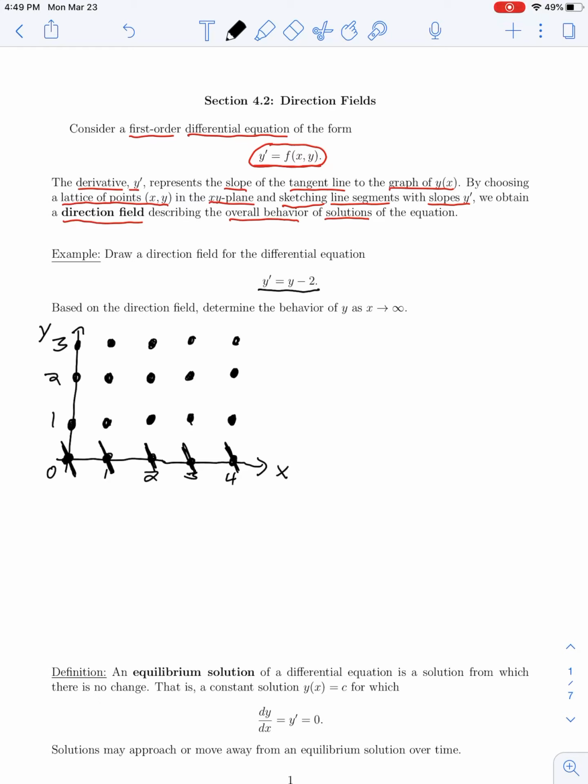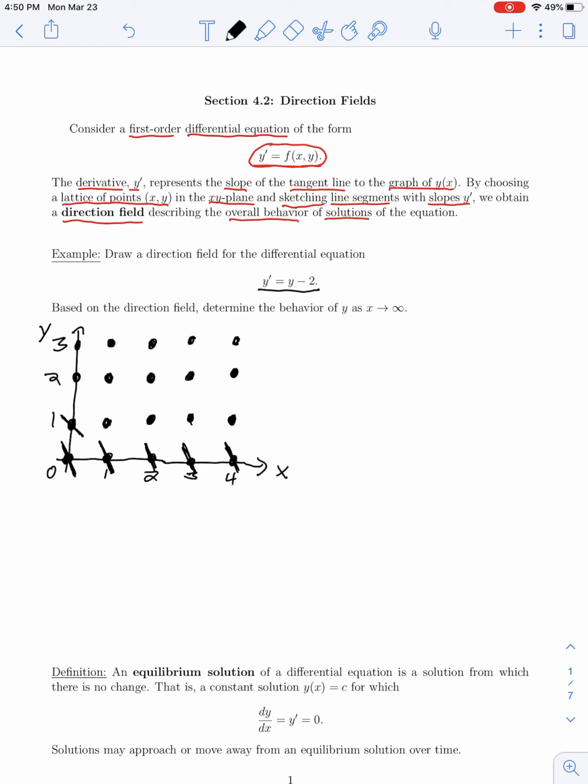Now by looking at another point, let's say (0, 1), well, if y is 1, we find y prime to be negative 1. So we can draw a little line segment through the point (0, 1) with a slope of negative 1. So it's still a negative slope, and it's slightly less steep than the line that we had drawn previously with the slope of negative 2.